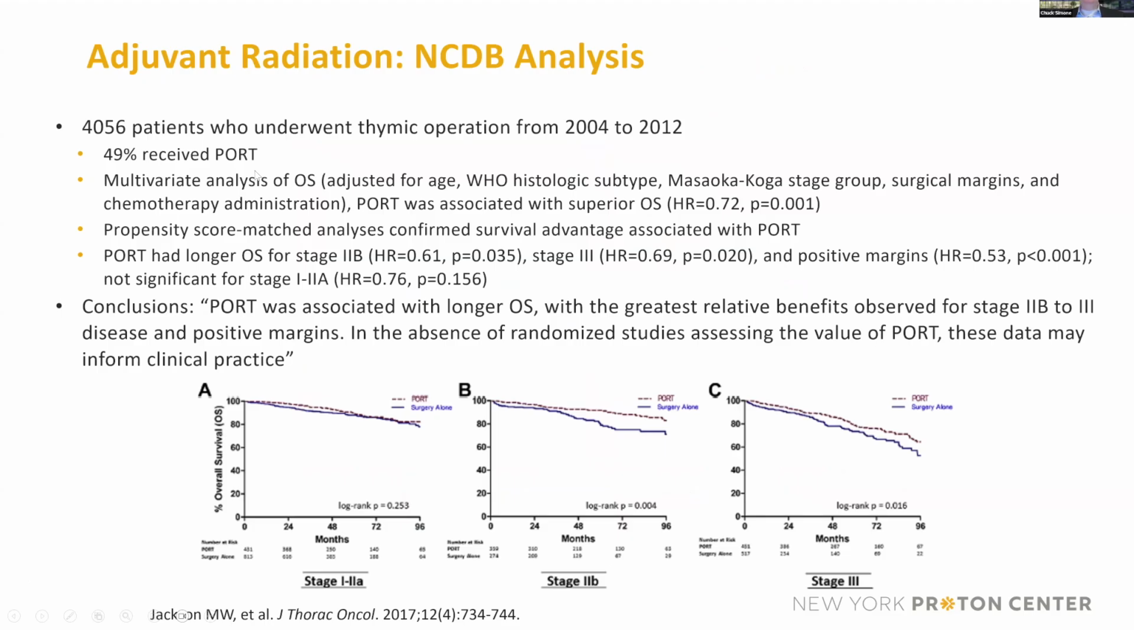On multivariate analysis, PORT did improve overall survival. If you look at the stages, though, there was a nice benefit in 2Bs or a nice benefit in stage 3s. There wasn't a benefit in earlier stage patients. So, the conclusion of this was PORT is associated with longer survival. These are actually survival curves. But in the absence of randomized data, this may be the most compelling to inform practice that 2B is a good use, maybe 1 and 2A are not.